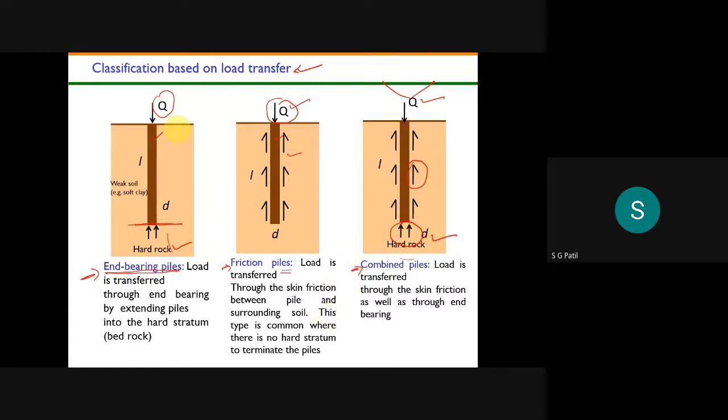Understood the basic difference between end bearing pile, friction pile, and combined pile. In an end bearing pile, the entire Q is taken care of by the end bearing. A friction pile is one where the entire Q is taken care of by the frictional resistance. And combined piles are those where Q is shared between the frictional resistance and the end bearing.